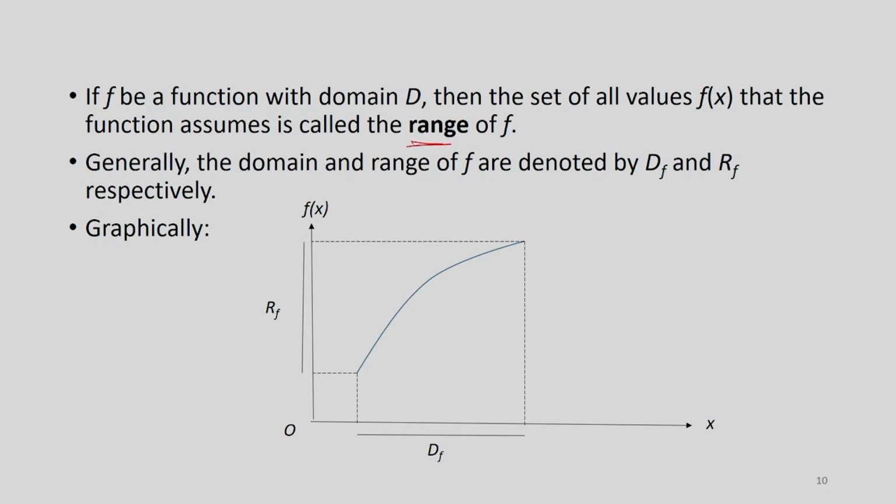Suppose f is a function defined over the domain which is given by capital D. Then you look at all the possible values that f(x) can take, and put them under a set, and that set will be called the range of f. Generally, the domain and range of f are denoted by Df and Rf respectively. So, these are the usual notations that we use. So, here is an example.